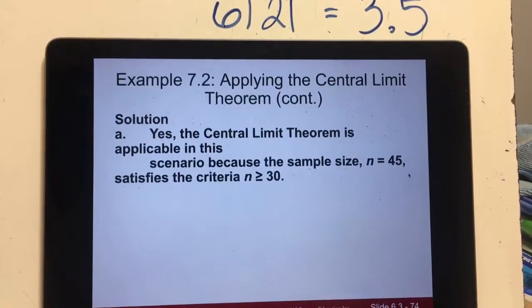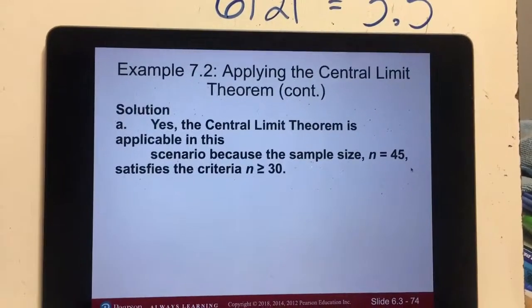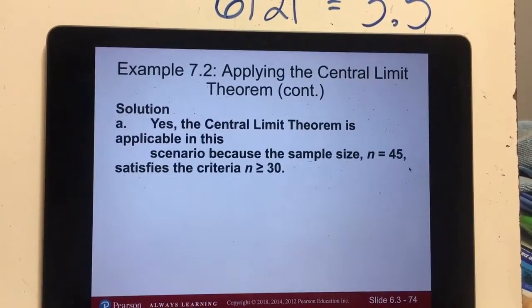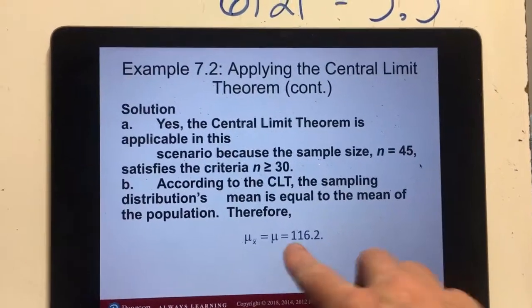So the solution: yes, the central limit theorem is applicable because the sample size is 45, which is greater than or equal to 30. The means should be the same.